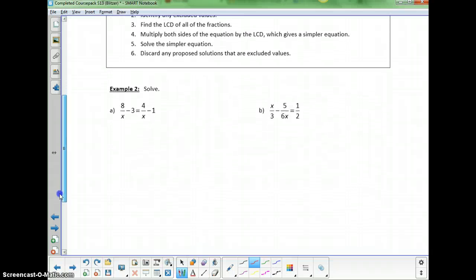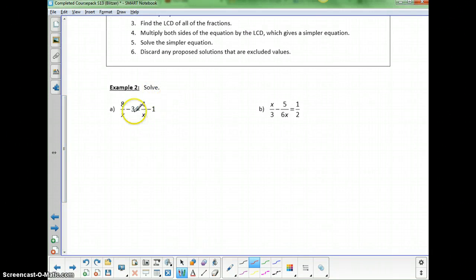So let's take a look. The first thing to note, well, the bottoms don't need to be factored. So I'm going to note my extraneous answers. I'm going to note the excluded values. X cannot be 0, because a value of 0 for x would make the bottom 0. Okay, x isn't 0. Let's find out what it is.